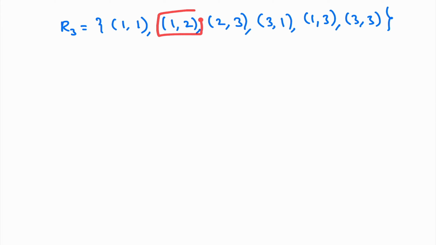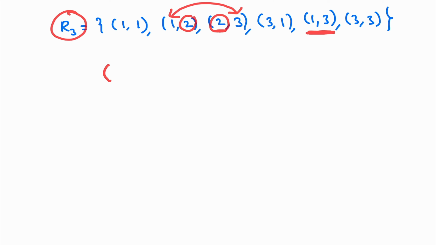Now come to this. This ends with 2. Now you need to look, is any other ordered pair there which starts with 2? Yes, here this starts with 2. Okay, 1 comma 2, 2 comma 3. There exists x comma y comma z. What is x comma z? X comma z is 1 comma 3. 1 comma 3 is there in this relation. Yes, here it is. 1 comma 3 is there in this relation.